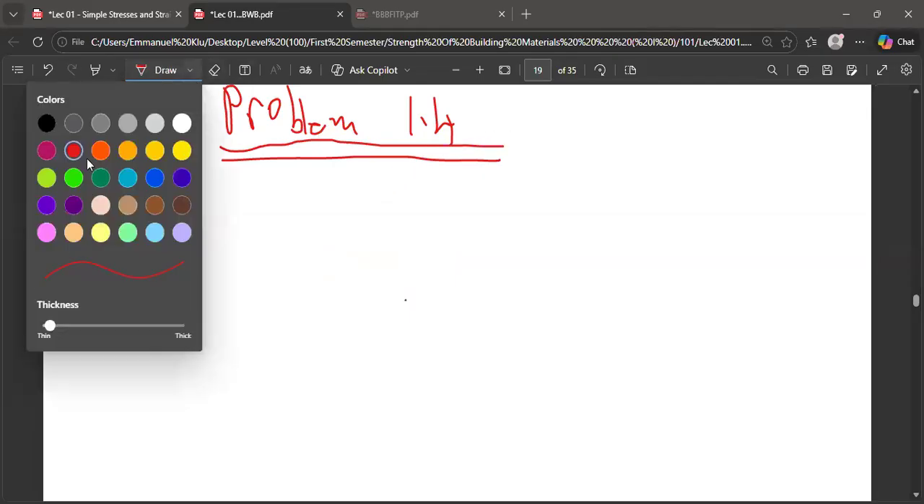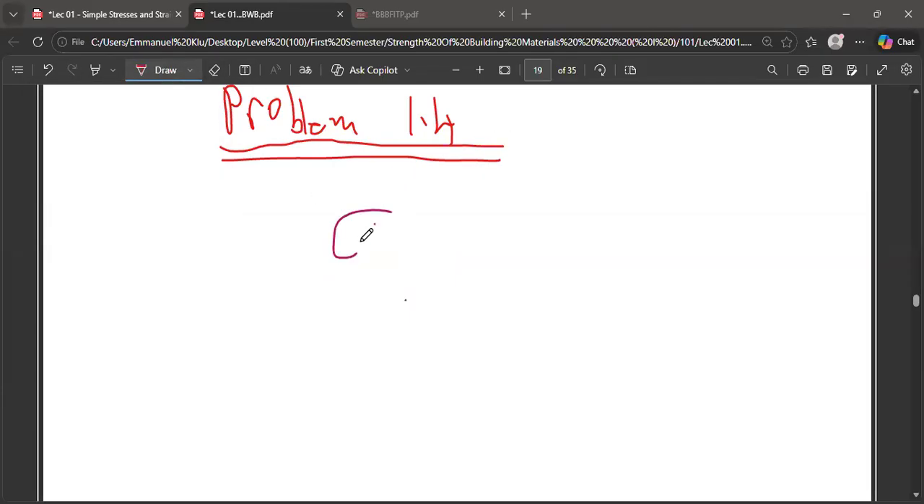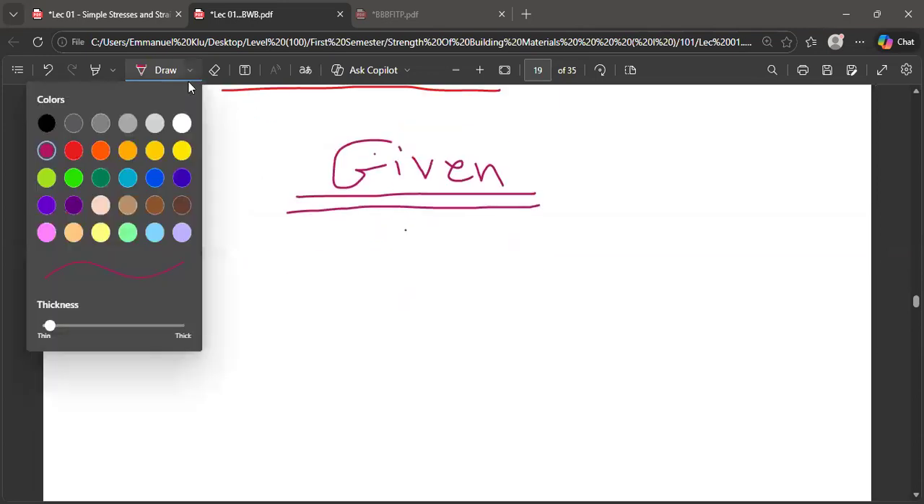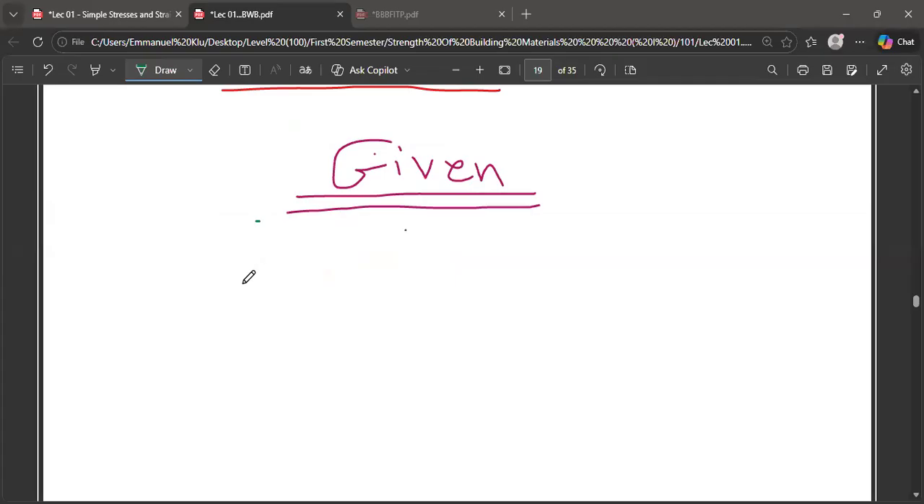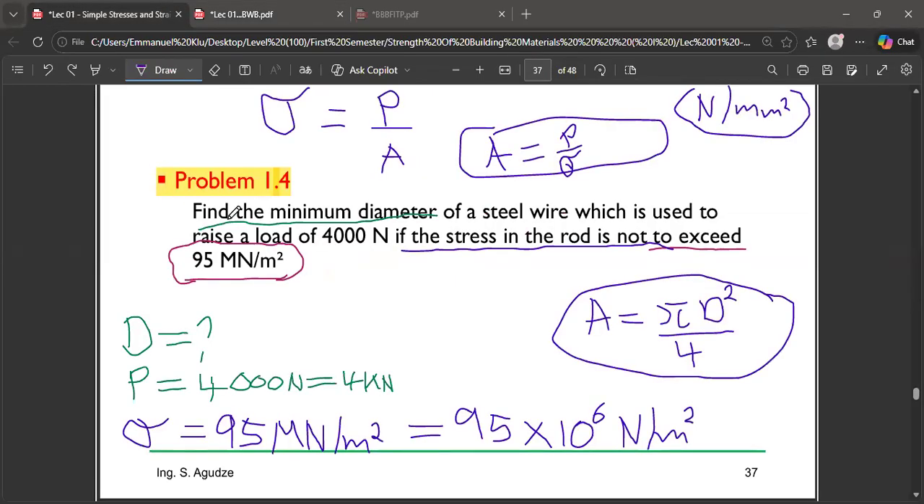So this is our given. Okay. So let's quickly enumerate our given down. And from there, we see how best we can analyze the question. Okay. They say we should find the minimum diameter of.